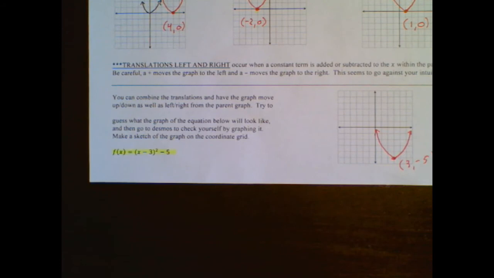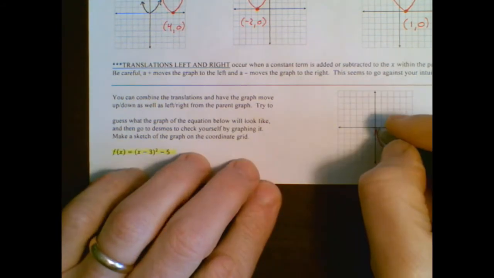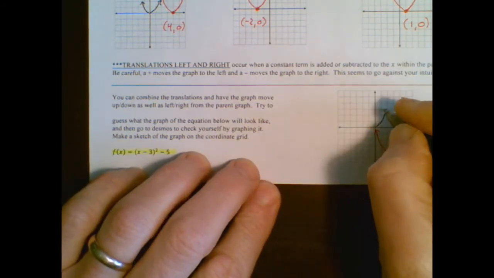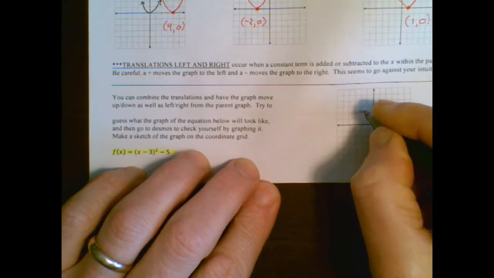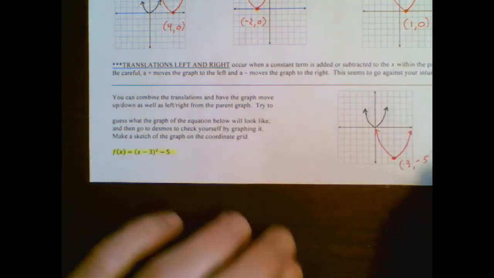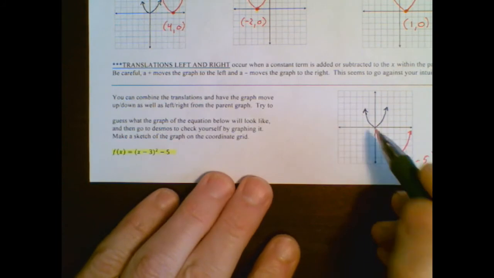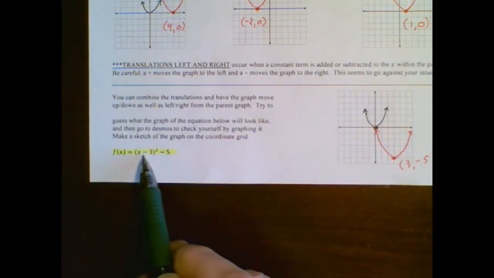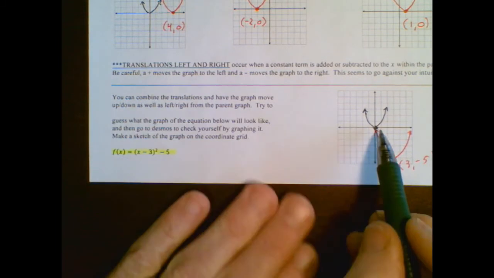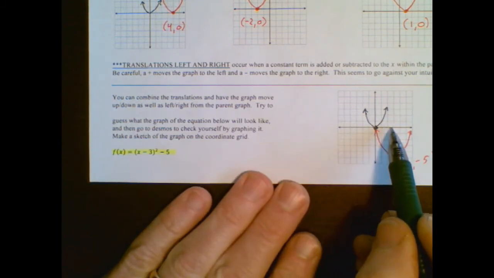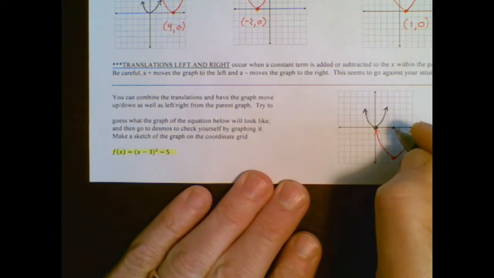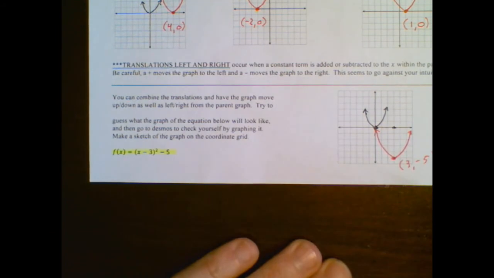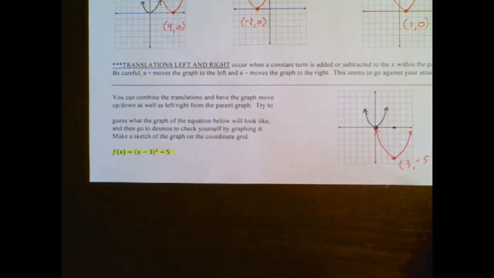So if you take a careful look at where the parent function originally was, which is always right there, and you think just about the vertex, that's the easiest point to work with. The vertex is 0, 0. Let's move it right 3 units. So I go beep, beep, beep. Now my vertex would be sitting right there at x equals 3, y equals 0.